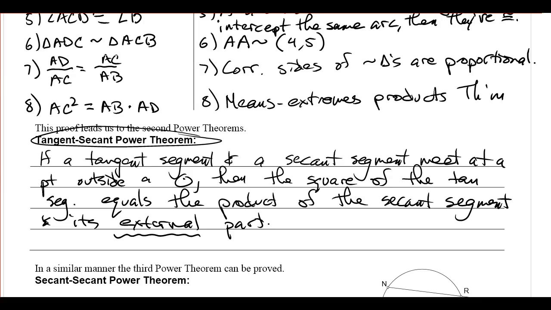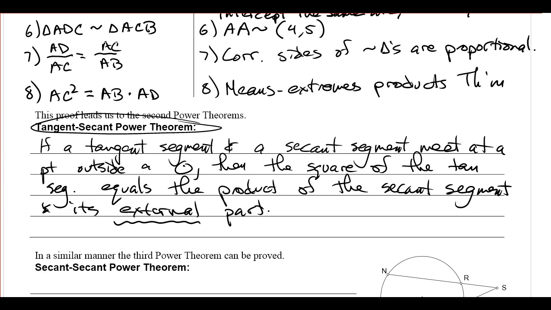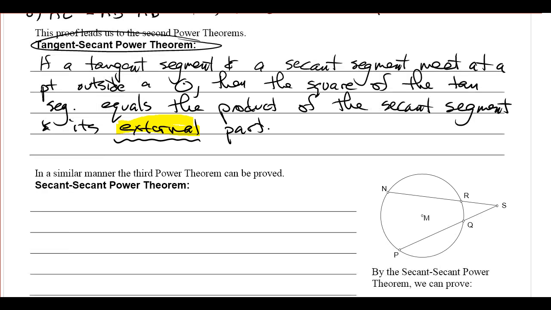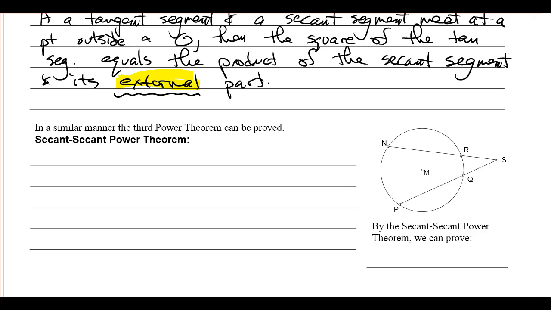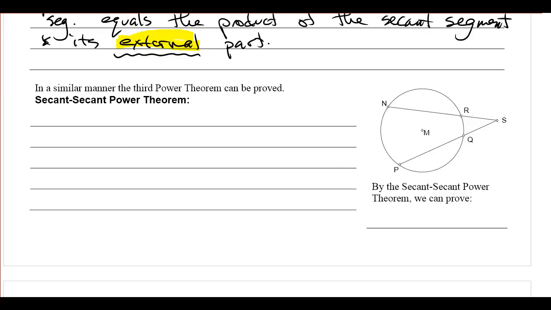We just finished talking about the chord-chord power theorem and the tangent-secant power theorem, and I just wanted to emphasize here that it's the square of the tangent segment, and it's the product of the entire secant segment and its external part. So it's just the part outside the circle. Keep that in mind, and I'll mention that again when we do the example problems. We could prove this third power theorem in a similar manner using similar triangles like we did with the other two. But I think you probably have the point after we did two examples.